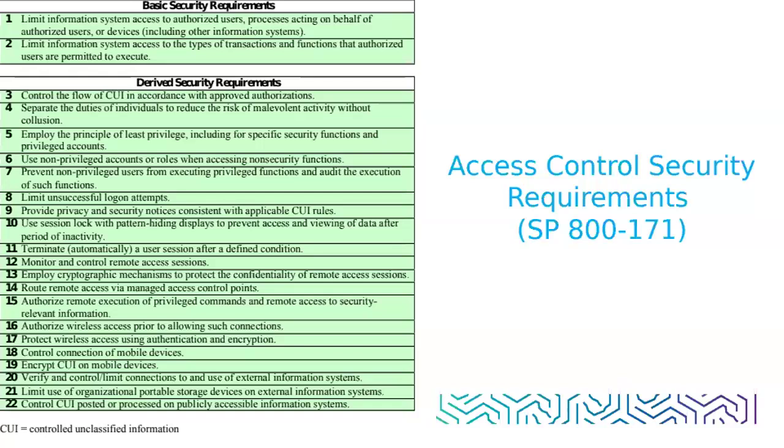So CUI stands for Controlled Unclassified Information. This is information that is not classified as secret or top secret, but it still requires protection, like employee records, student information, fee payments, medical records, research data, and exam results data. So although CUI is not classified, unauthorized disclosure could still cause harm.